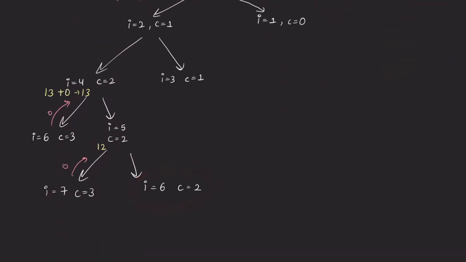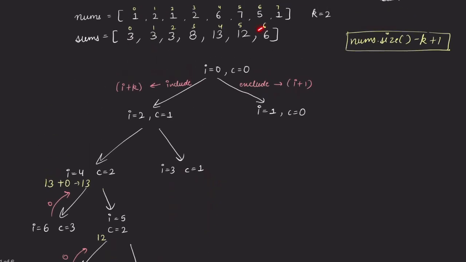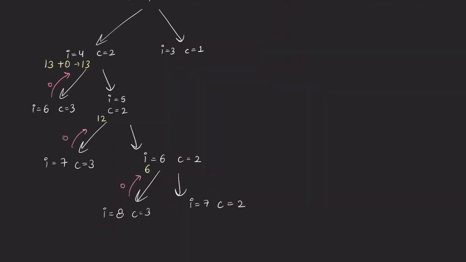And then here again, I equals 6, C equals 2. We will have two choices. Here I will become 8, C will become 3. Here it will be I equals 7, C equals 2. Now here C equals 3, and also we have crossed the limits of our sums. So we are going to return a 0 from here, right? And then at index I, the sum that we had was 6, right? So it will be 6 plus 0, that is 6.